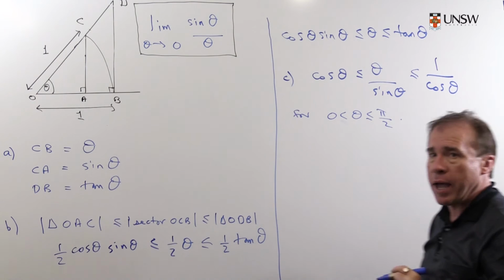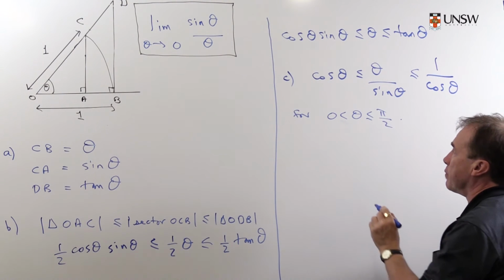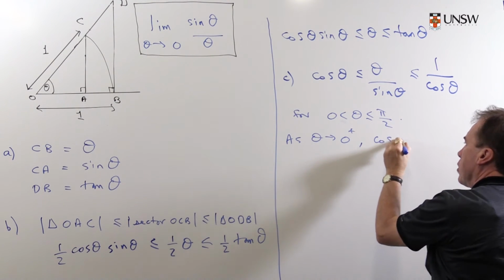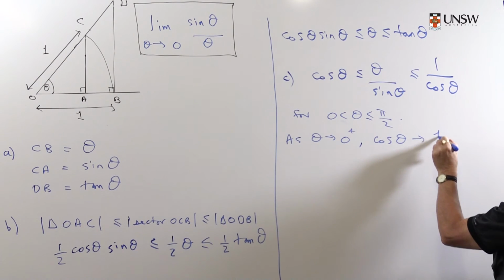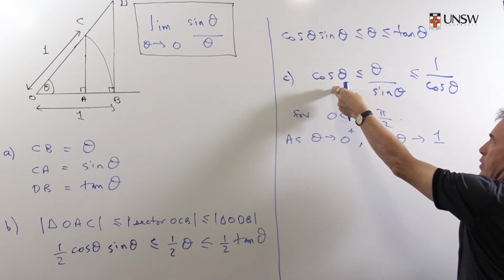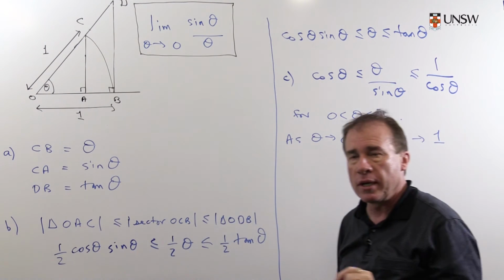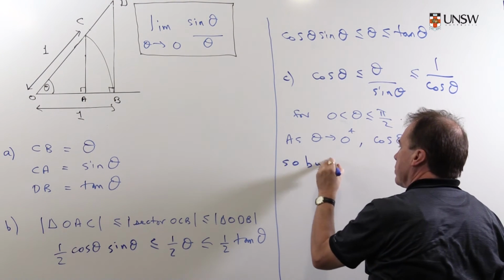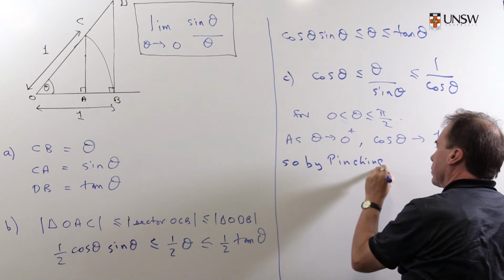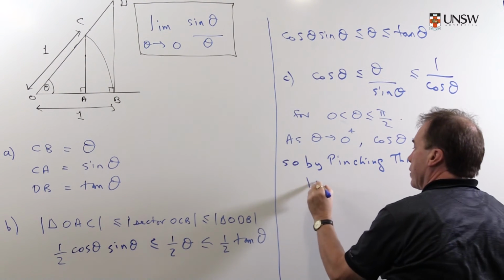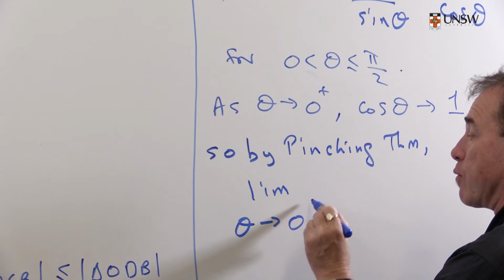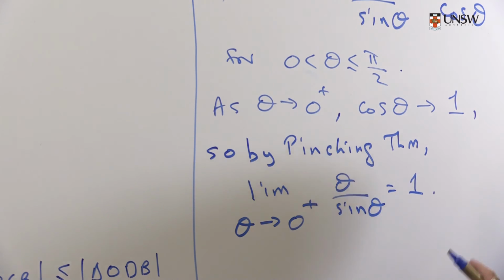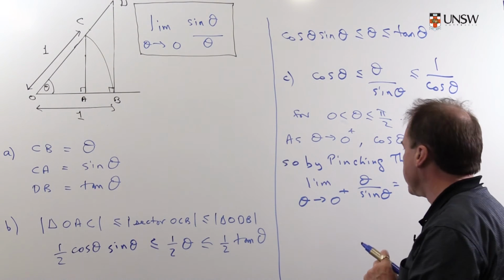And now I'm interested in what happens as theta goes to 0 from above. So as theta goes to 0 from above, then cos theta goes to cos of 0 which is 1, and so both of these terms here end up as 1 in the limit. So by the pinching theorem, we can say that the limit as theta goes to 0 from above of theta on sine theta is equal to 1. And that finishes off part C.